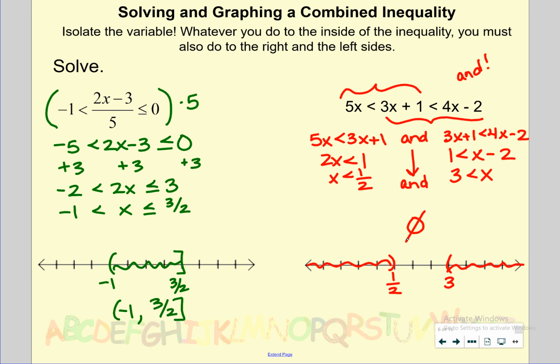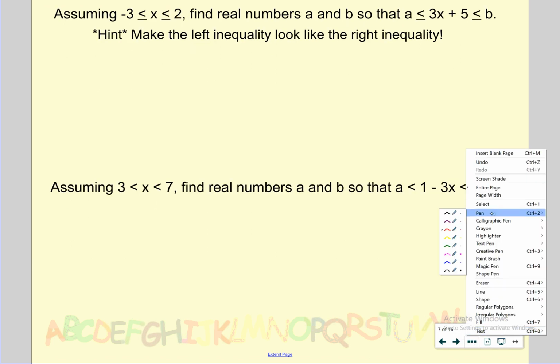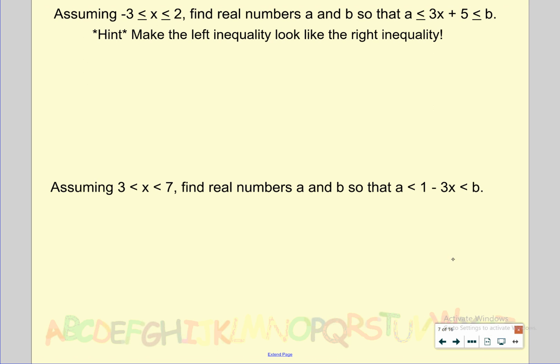All right? Last slide. You're going to see a couple of these on Math XL where they're asking you to fill in the missing numbers on the compound inequality. So here they say, we know that x is between -3 and 2. And we want to find a and b so that 3x plus 5 is between those two numbers.